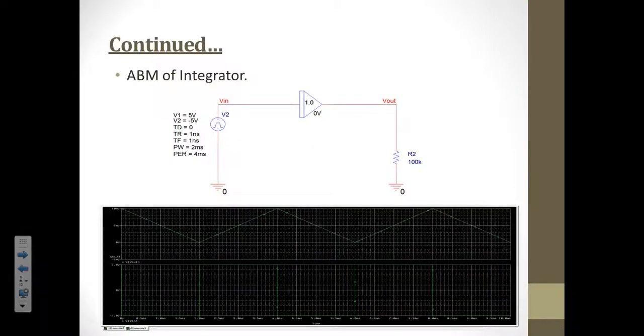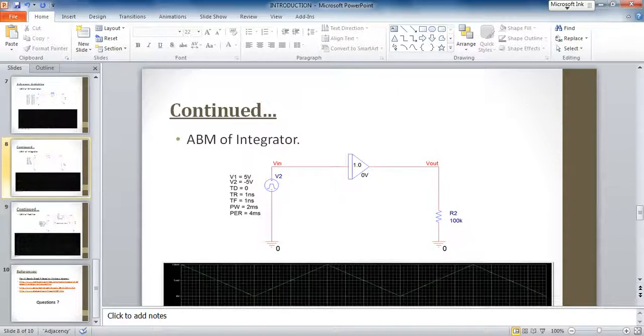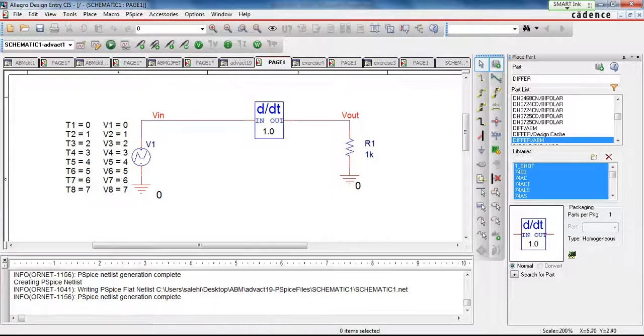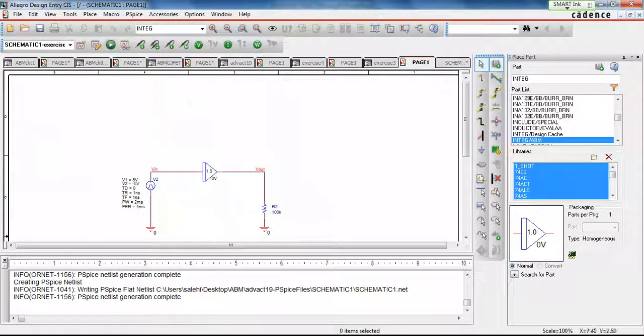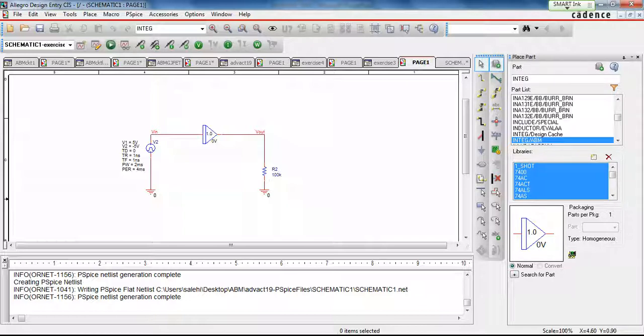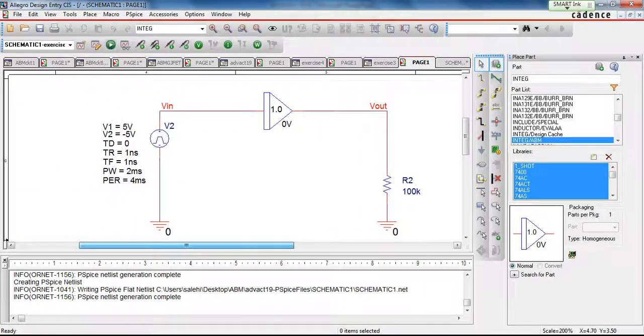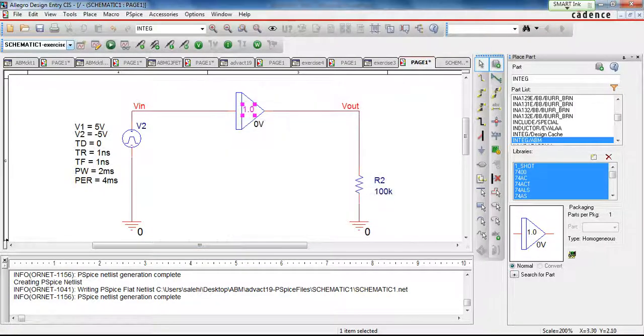You can even model an integrator using ABM library. Now we know that mostly we use integrators by using an op-amp, by connecting a capacitor in feedback and a resistor at the input. But here the ABM library has made the job really easy for us. Go to the ABM library, pick up the integrator, put it in a circuit like this, set the gain to any desired value, run the circuit.